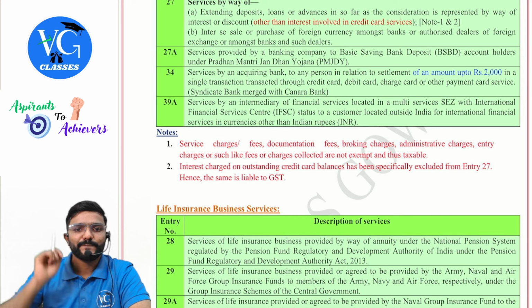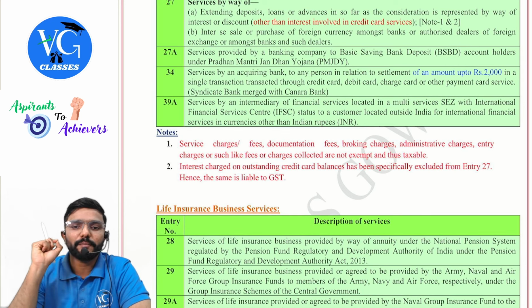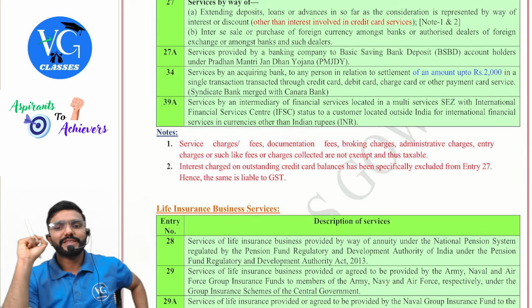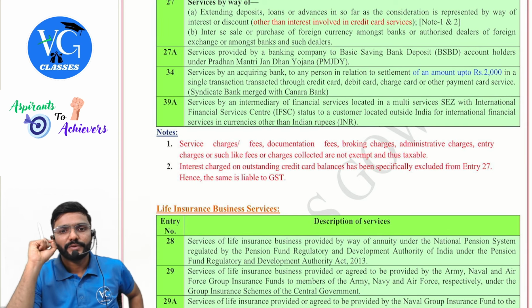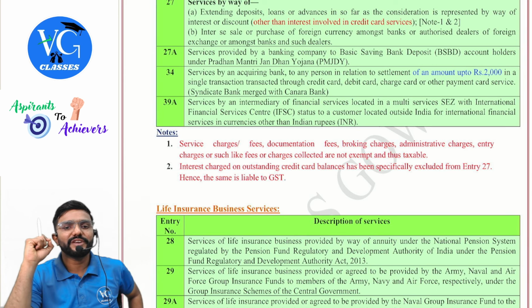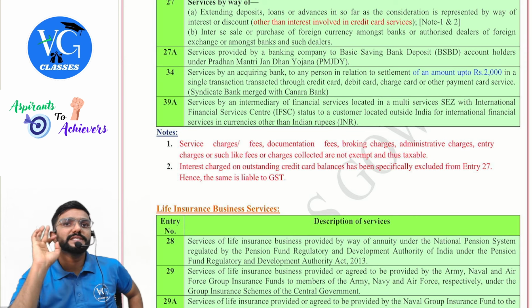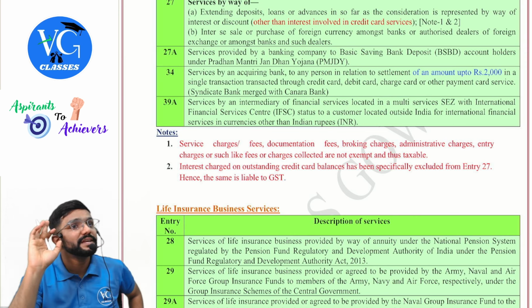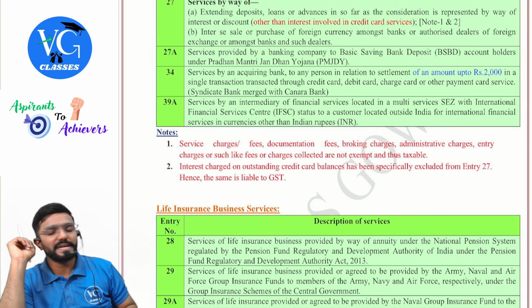Next, 39A. Services by an intermediary of financial services located in a multi-services SEZ with International Financial Services Centre, that is IFSC, status to a customer located outside India for international financial services in currencies other than Indian rupees. So the consideration should be received in any mode other than Indian rupees. Okay, sir. So the recipient is outside India actually.